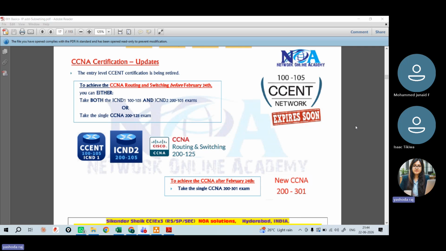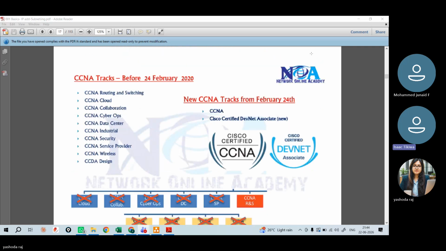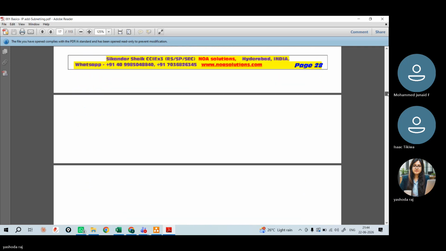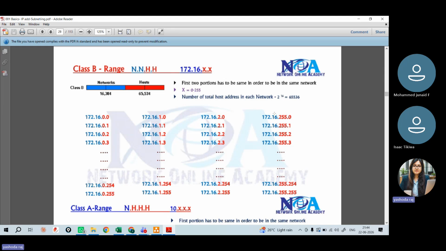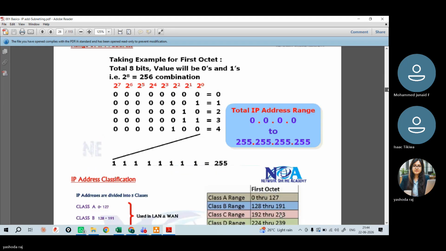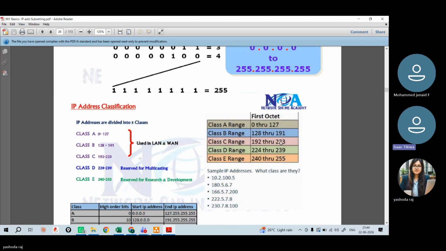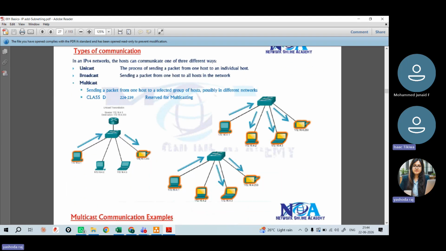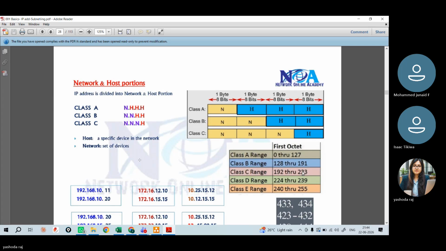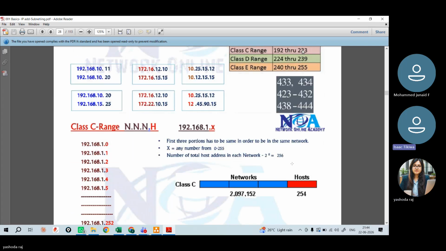Have you attended the class? Yes, I attended that one. What is the default subnet mask for class A? I attended this one, yes. I will scroll up. This is clear. This is over. Network portion and the host portion. Yes.